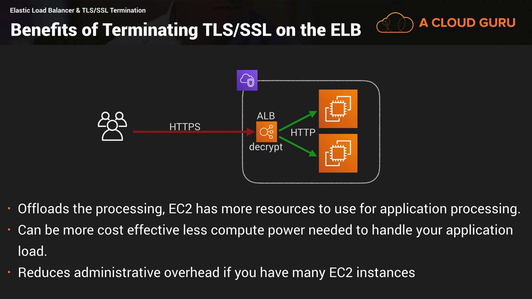So this offloads the decryption overhead, and it means your EC2 instances will have more resources to dedicate to application processing, which could actually be more cost effective because you're wasting less compute power, so you can get away with smaller EC2 instances to handle your application load. And in addition to that, it also reduces administrative overhead if you have many EC2 instances, because it means that the X509 certificates, which are used to encrypt and decrypt, will all be managed on the load balancers instead of managing them individually on multiple EC2 instances.